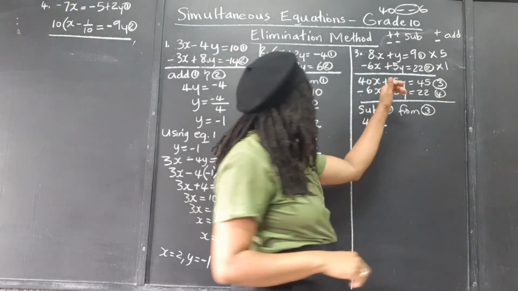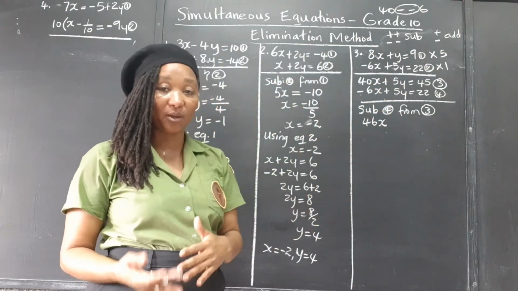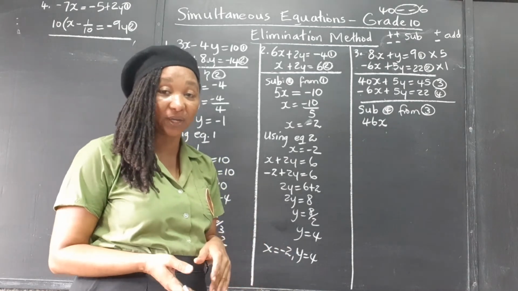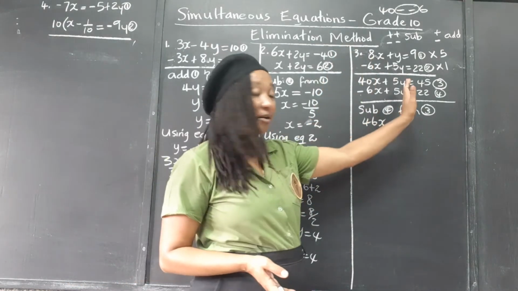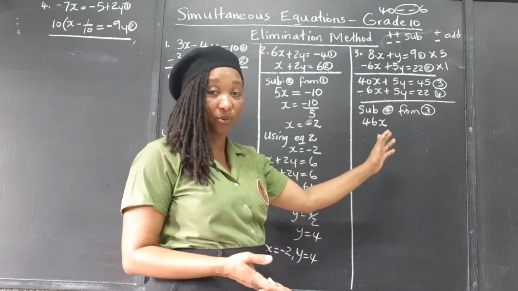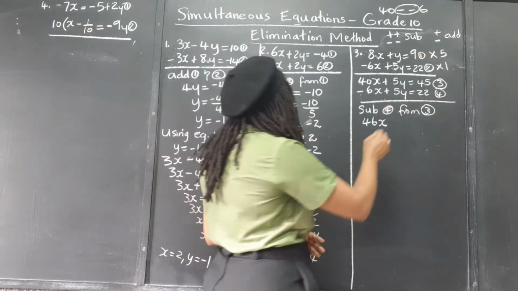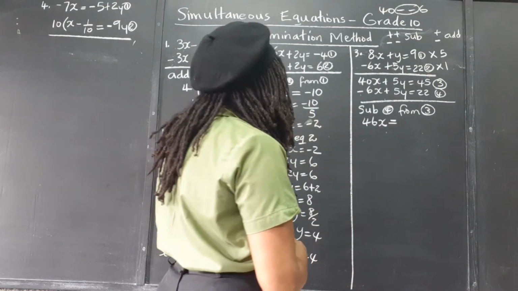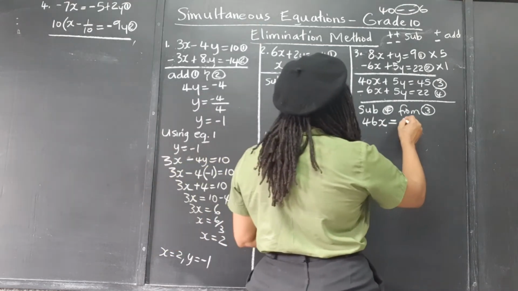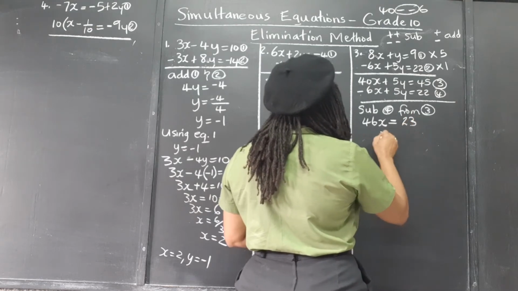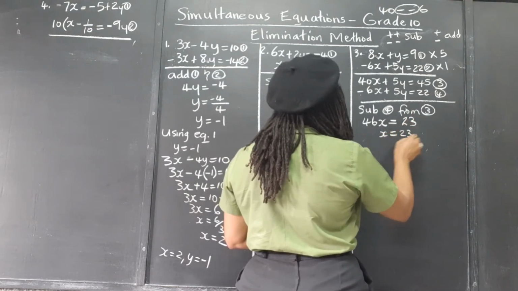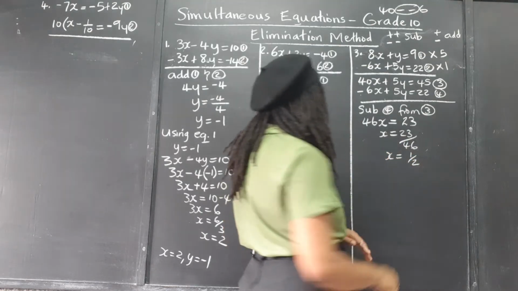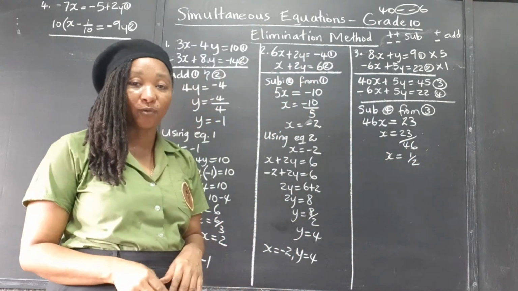When we subtract 5 and 5, we know we eliminate the y's. That was our objective in the first place. We knew that was going to happen. So there is no longer a y. For now, we're putting it to the side. And 45 take away 22, that gives 23. So x is 23 divided by 46, which is a half. X is a half. We're not done.